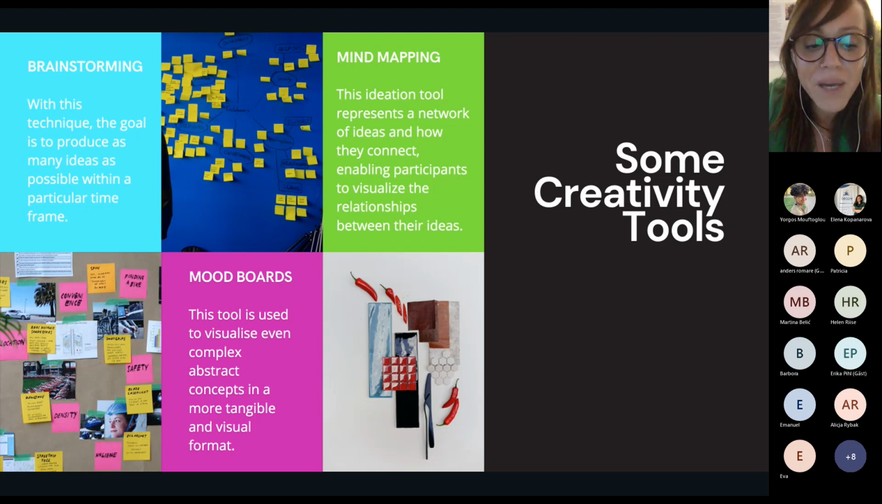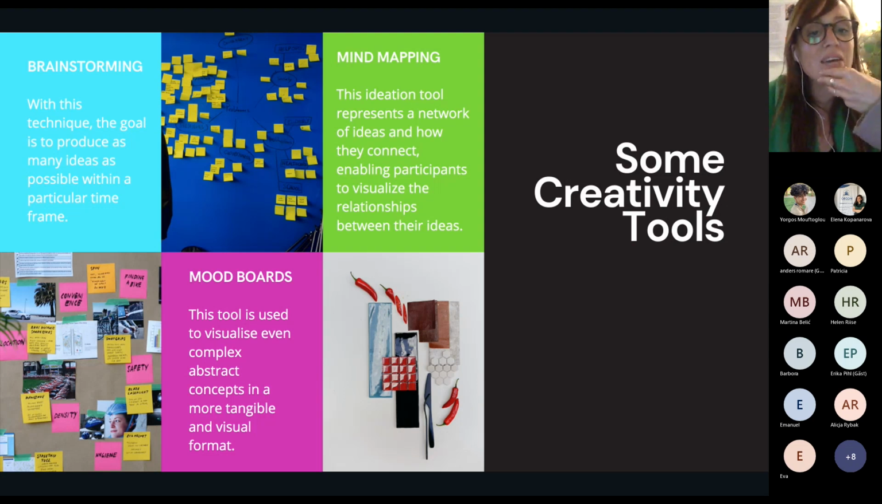Then we have, of course, mind mapping. With mind mapping, participants write a problem statement in the center of a whiteboard or a piece of paper. Next, they add a related concept or solution in the area surrounding the problem statement, drawing lines between them to create connections between the different words. This ideation tool represents a network of ideas and how they can be connected, enabling the participant to visualize the relationship between the concepts and their ideas. It's super interesting.